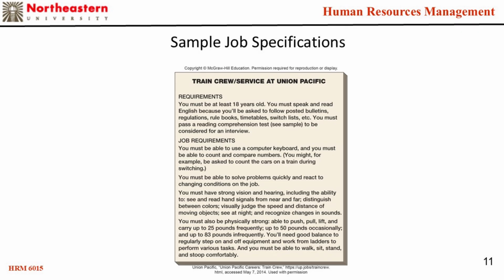You have to be able to solve problems quickly. You have to be physically strong. You have to be able to push, pull, lift, and carry up to 25 pounds frequently, 50 pounds occasionally, 83 pounds infrequently. If these, again, are bona fide requirements of the job, the fact that you can't do it because of some disability does not open up this employer for a discrimination case. Because if it is a bona fide requirement of the job, and I'm going to give them the benefit of the doubt here, that would not be a problem for them. Because if you have to do that, that's what the job is. You have to be able to do that in order to be eligible to get hired.